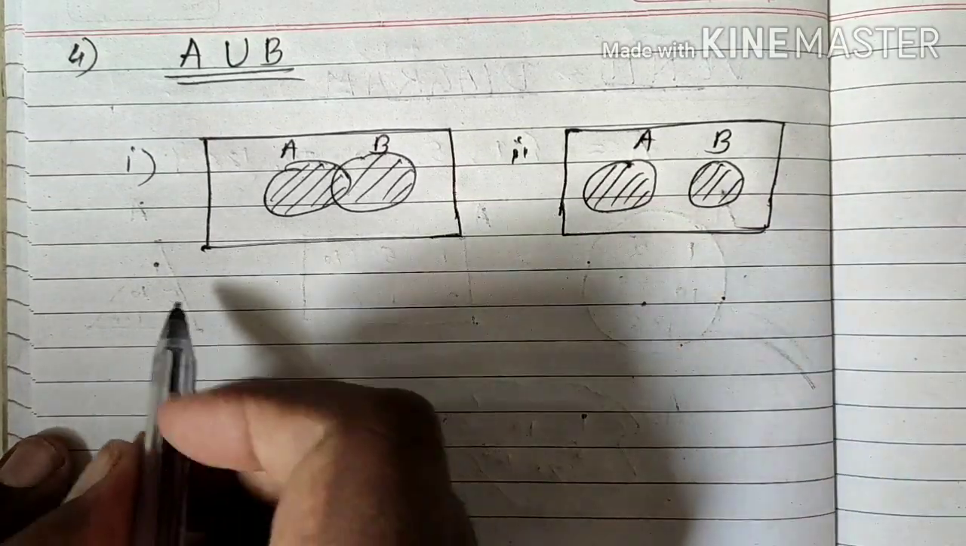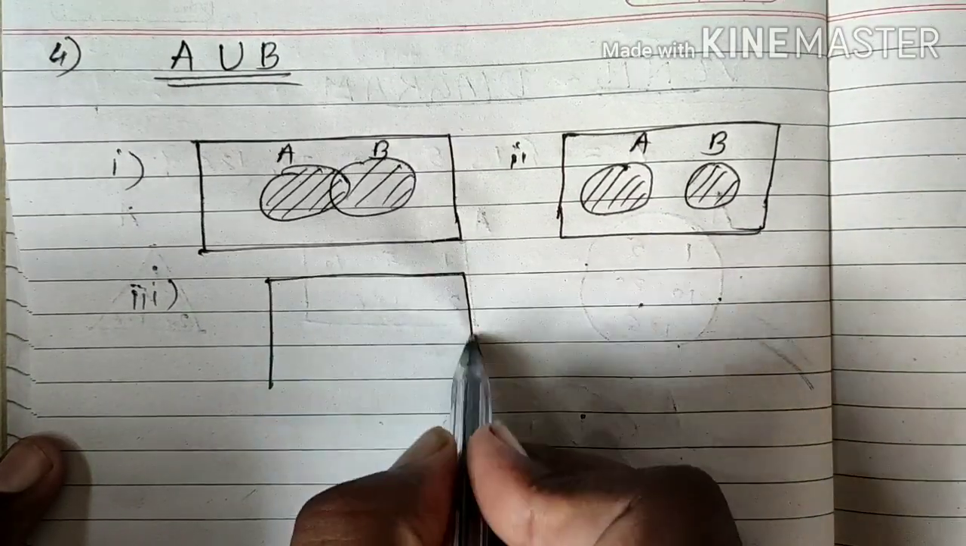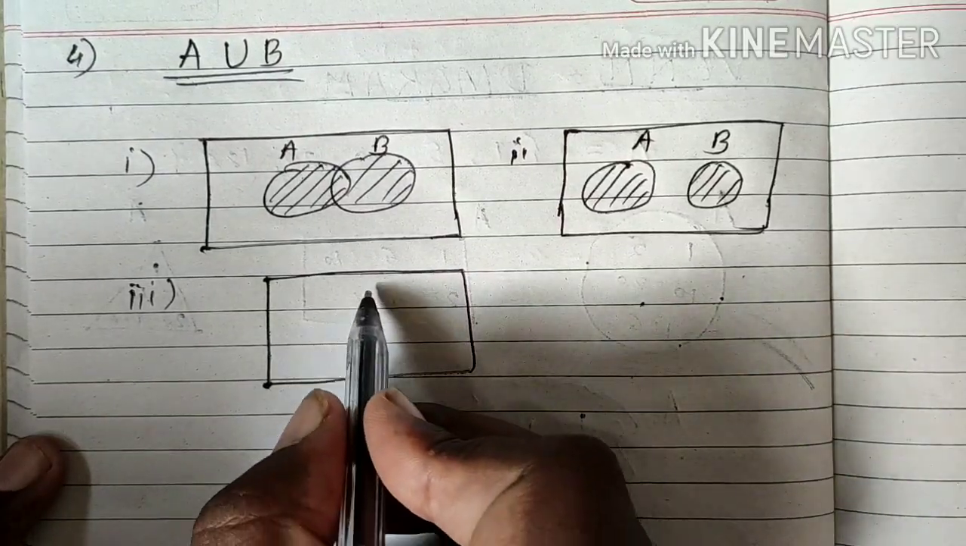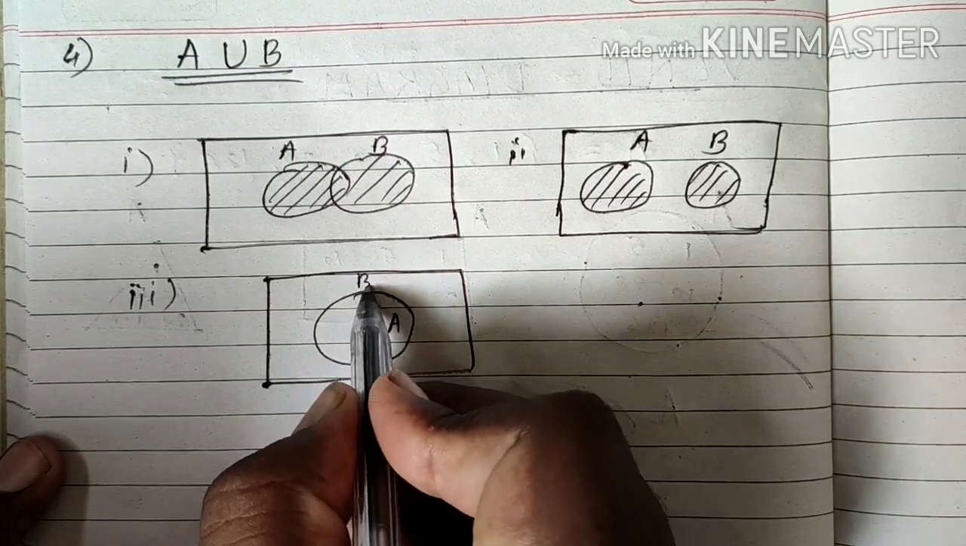Okay. And similarly, third case, if A is a subset of B, we can represent it in this way, A and B.